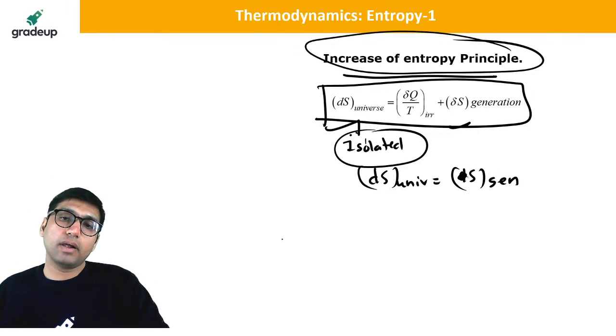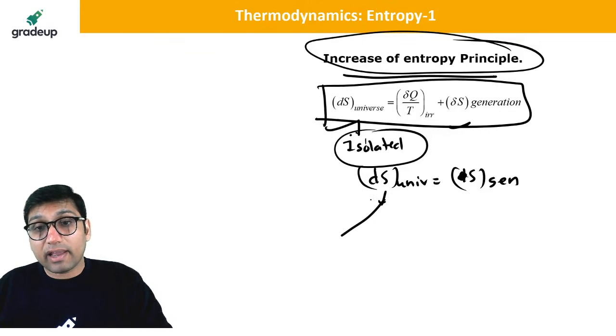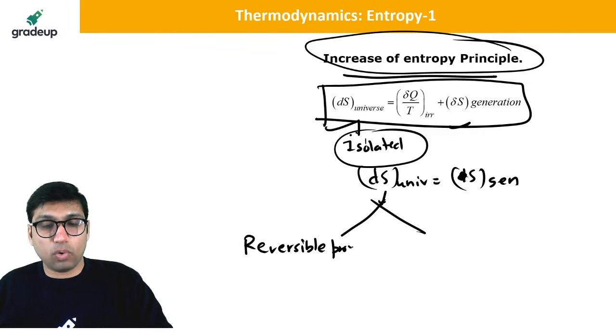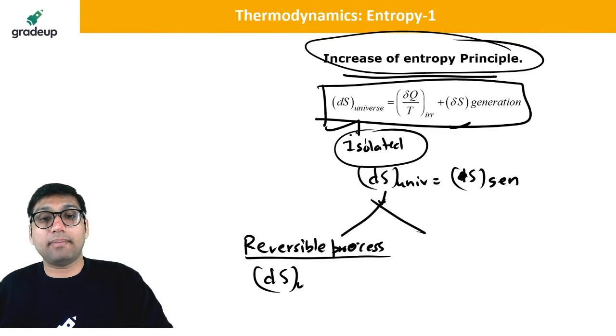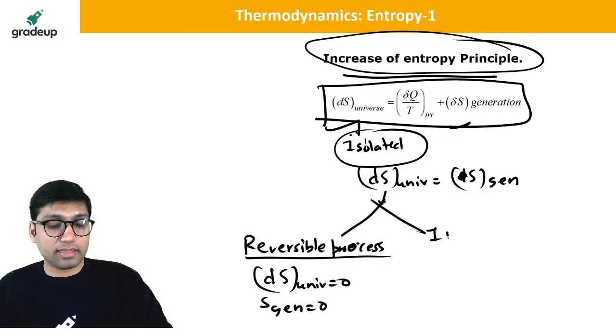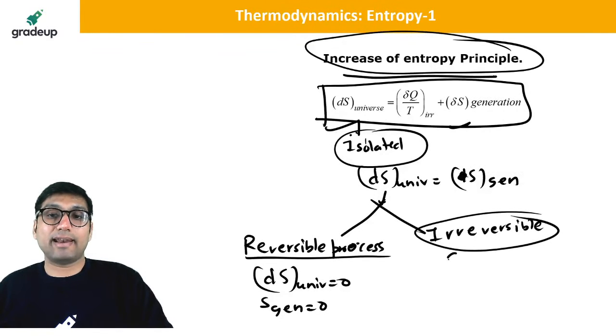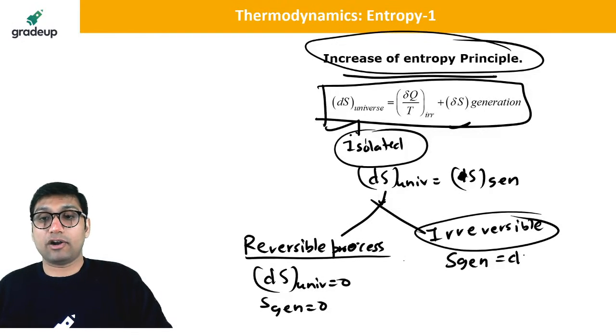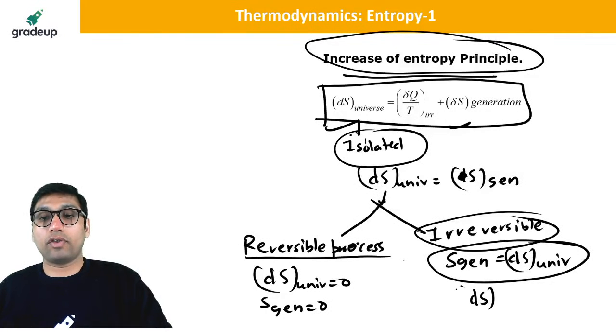Now, if only reversible processes take place in the universe, then the entropy change of the universe can become zero. Why? Because entropy generation becomes zero. And if in the universe we are having irreversible processes, then entropy generation will occur, and the entropy change of the universe will be equal to the entropy generation. So the entropy change of the universe will be a positive quantity.